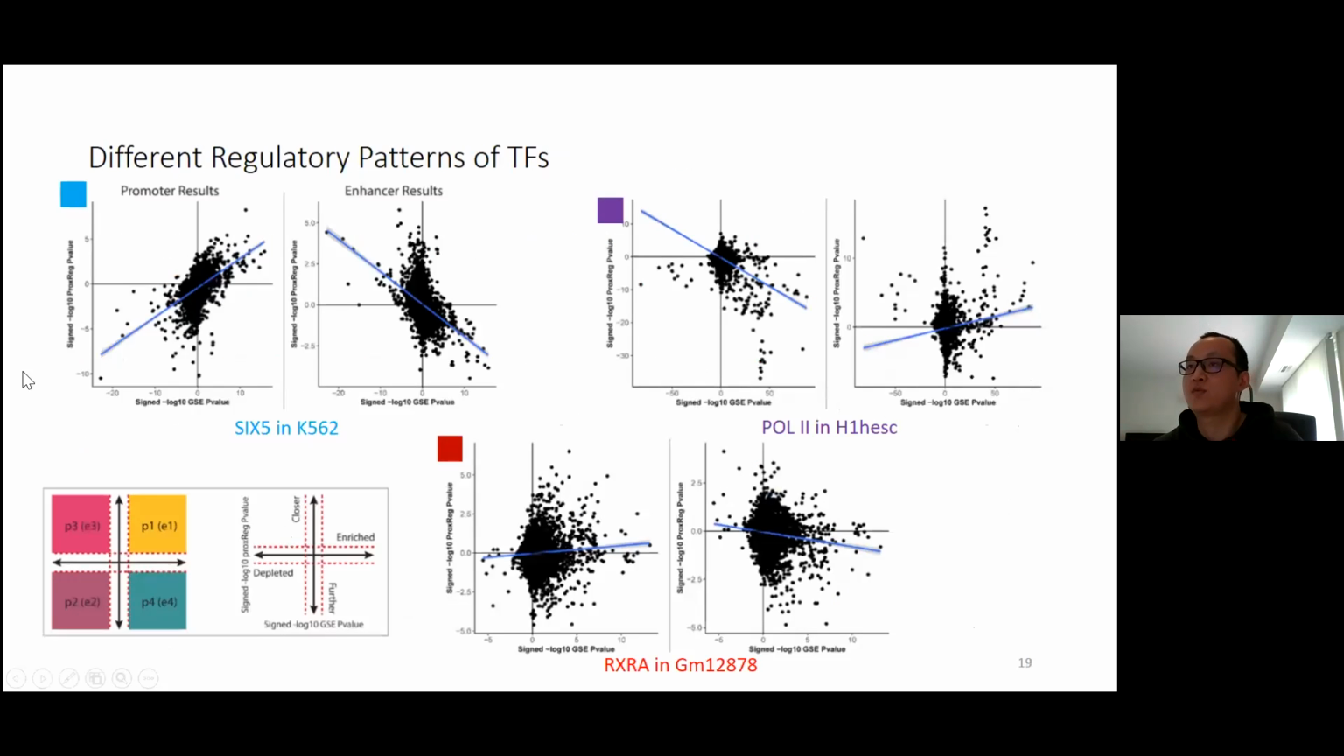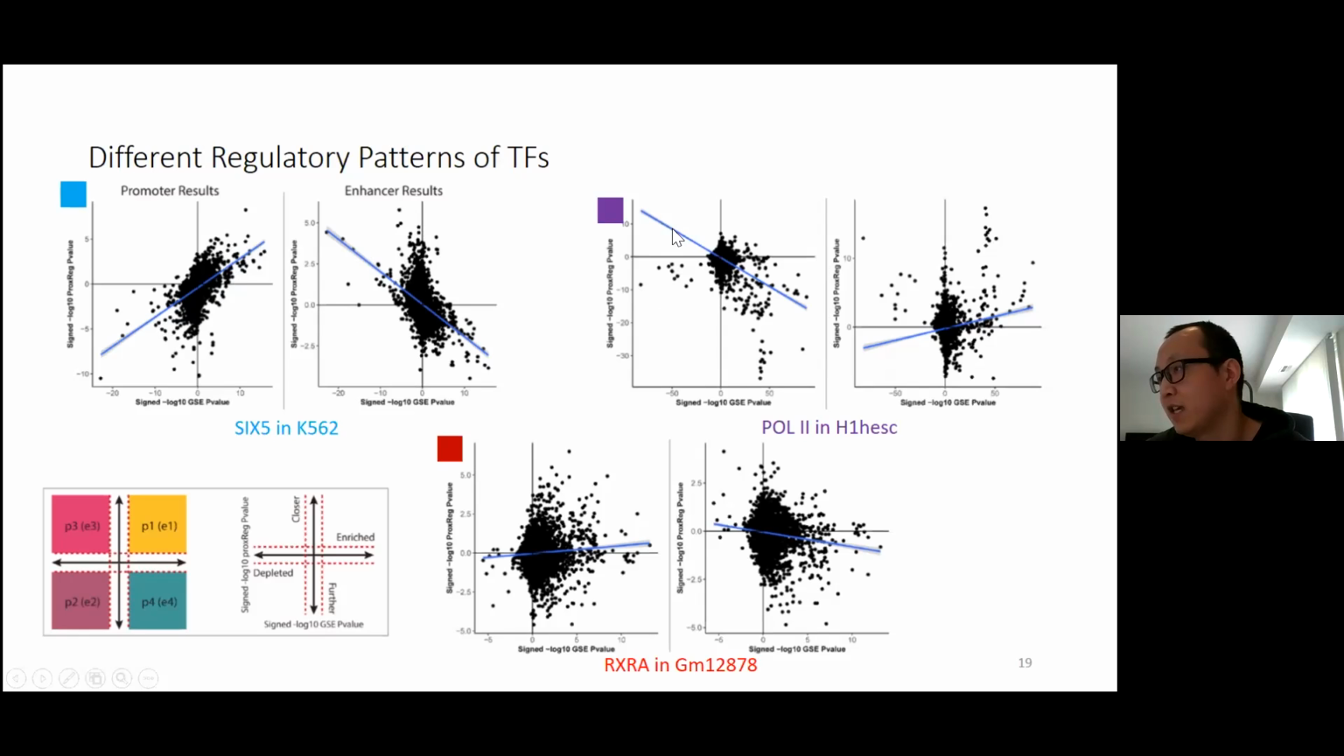So for example, this is one data set from the blue group, which shows a clear pattern that those gene sets are enriched by TFs that bind close to the promoters. In the promoter results, there is a clear positive correlation, where the dots are rising here. They are enriched and also close to promoters. But in the corresponding enhancer results, they are also enriched, but they are far away from enhancers.